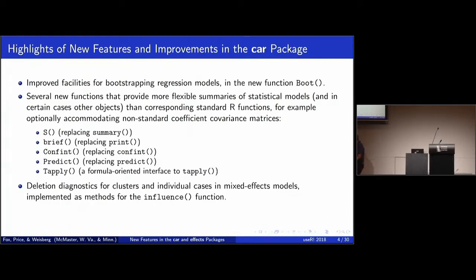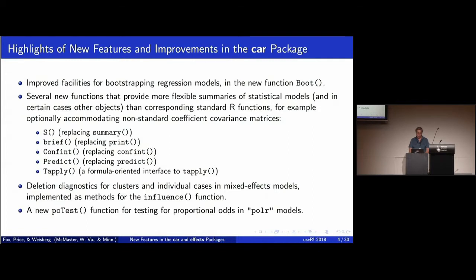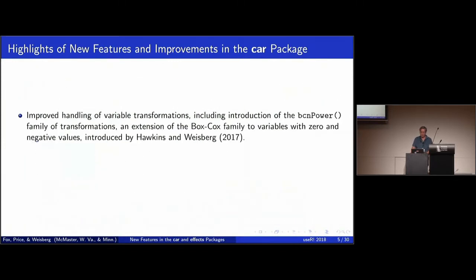We've provided a method for the standard R influence generic that applies to mixed effects models and allows one to examine influence both of clusters of cases and of individual cases on a fitted linear or generalized mixed model. We have a new function for testing proportional odds in models fit by the polr function in the MASS package. We have some new functionality along with improved functionality for maximum-likelihood-like selection of transformations in regression.